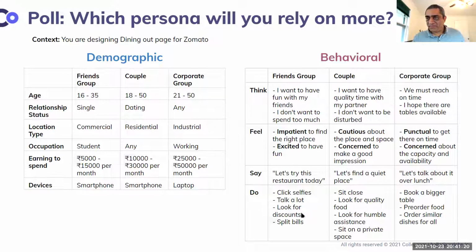Okay. Right. So that is the thing. So you still have to quantitatively evaluate it. So even if people say, I want to have fun with my friends, you have to make sure that a large enough sample size of your market will say the same thing.